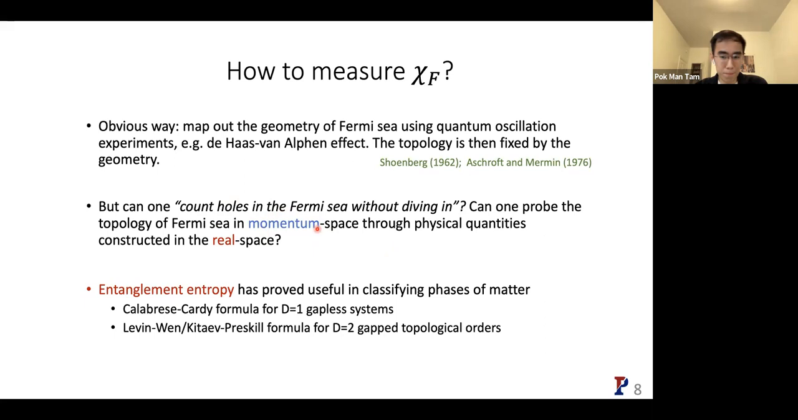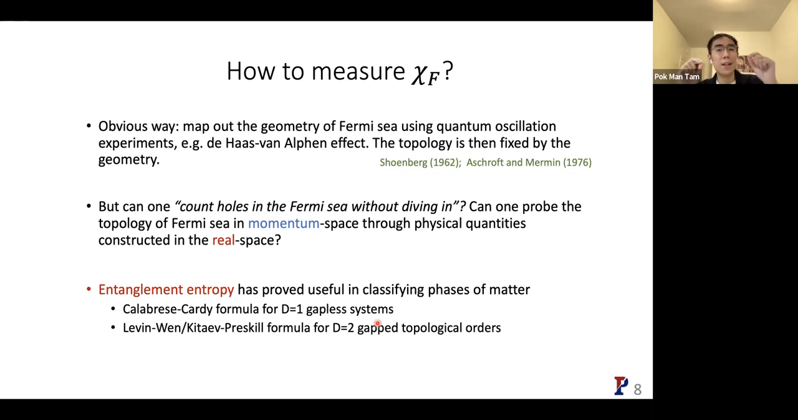What I'm going to show in the next maybe 30 minutes is that while I'm talking about a Fermi sea topology, which is a manifold that lives in momentum space, you can actually probe that by doing something in real space. And that has to do with using the entanglement entropy. We are actually motivated by several successful precedents, like the Calabrese-Cardy formula for d = 1 quantum critical systems.